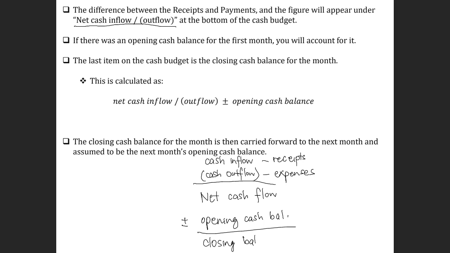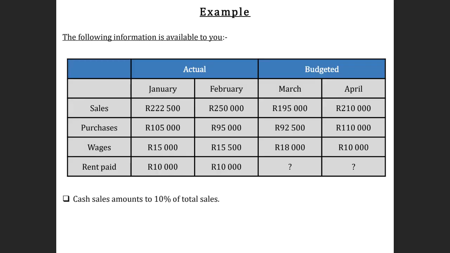And then you're going to see, like we had seen in example 3.1, one month's cash closing balance becomes the next month's opening balance. The idea is that if it was there at the end of, for example, March, it would also be there on the first day of April. So one month's closing balance becomes the next month's opening balance. So let's have a look at this in terms of an example.